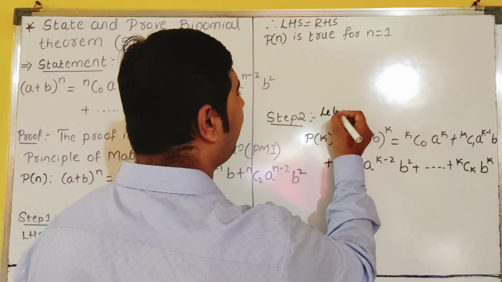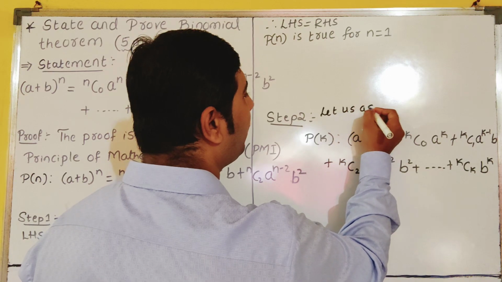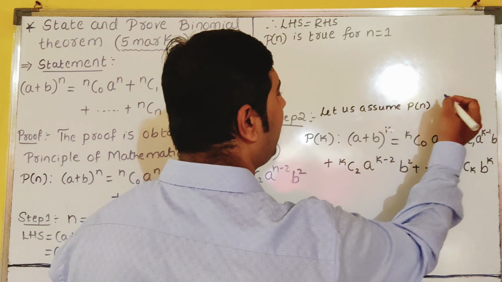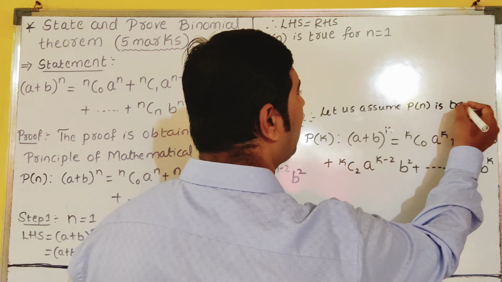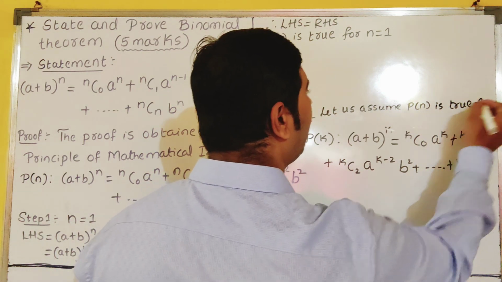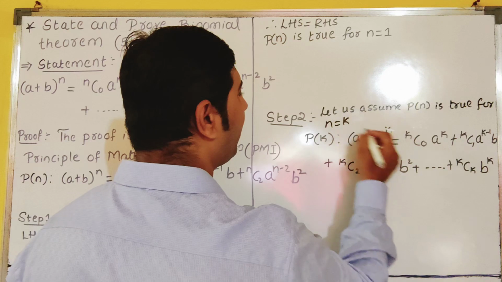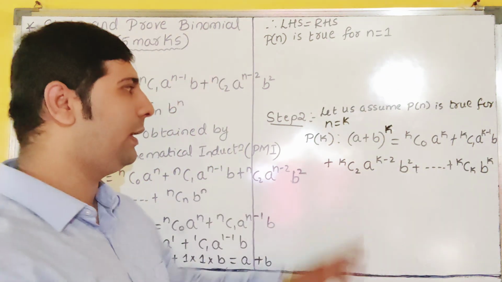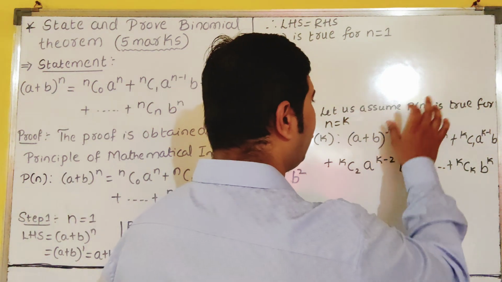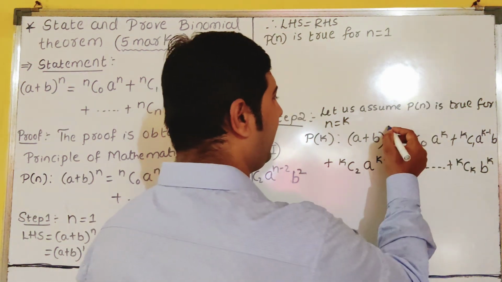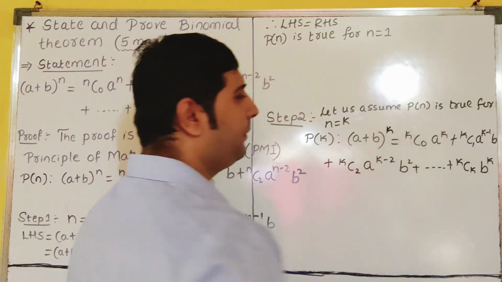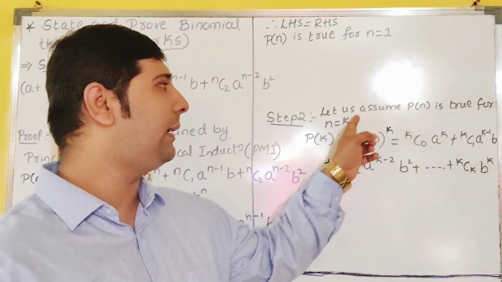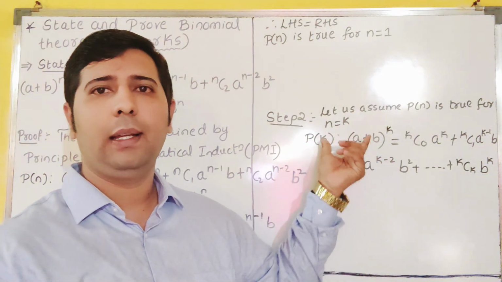Let us assume P of n is true for n is equal to K. We have assumed it. Clear? This is K. Don't get confused. A plus B raised to K, this is. So I will write here. Fine. So I hope this is clear. So then we have assumed it as: let us assume P of n is true for n is equal to K.